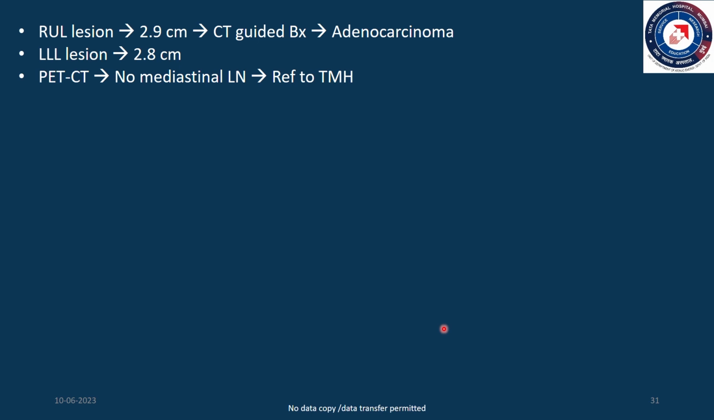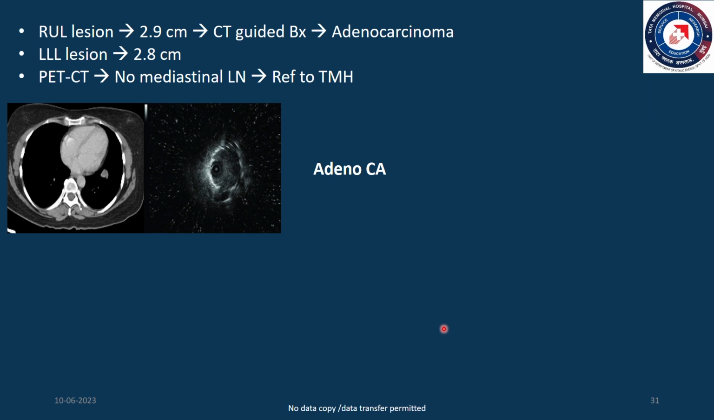The left lower lobe lesion had relatively less PET avidity than the primary site. The PET CT was negative. This patient was referred to us for further management. We went ahead with the radial EBUS and biopsied this. It turned out to be adenocarcinoma.